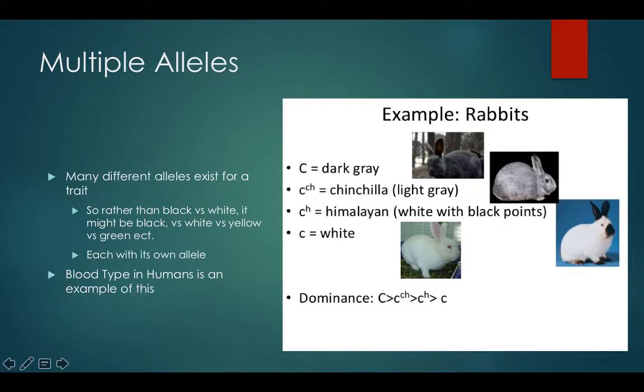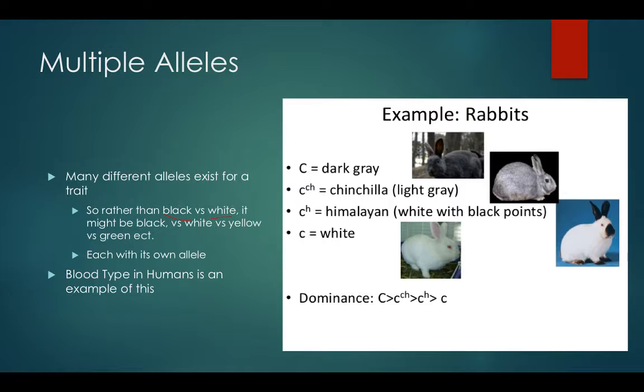The next one is getting a little bit more complicated, and we're going to deal with rabbits. Now, in multiple alleles, there are lots of different alleles that exist for a trait. So for example, rather than black versus white for a trait, you might get black versus white versus yellow versus green. Basically, each is going to have its own allele. Blood type is like that in humans, and I'll explain that here in a second. But let's go ahead and go with rabbits, because I know a lot of people in the classroom love them.